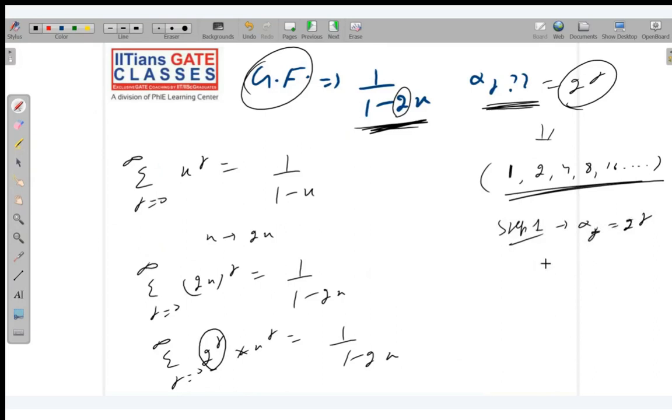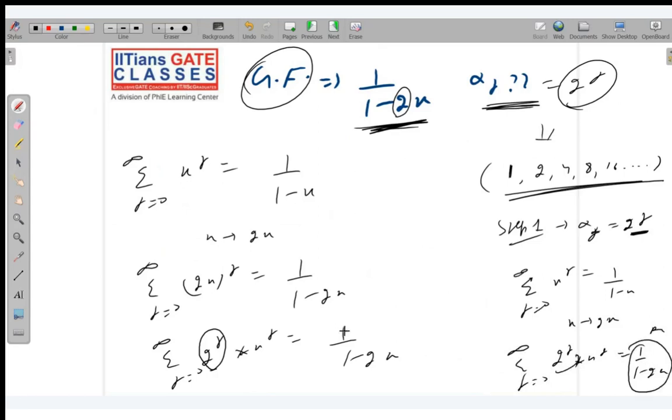Now you simply apply the reverse procedure. What is the reverse procedure? Sigma r equals 0 to infinity x power r is 1 upon 1 minus x. Now I want 2 power r here, so how do we get 2 power r? I will replace x by 2x. The moment I replace, I get 2 power r into x power r, r equals 0 to infinity, and here I get 1 upon 1 minus 2x. So the final generating function will be 1 upon 1 minus 2x. Take a snapshot. I will jump to the next slide.